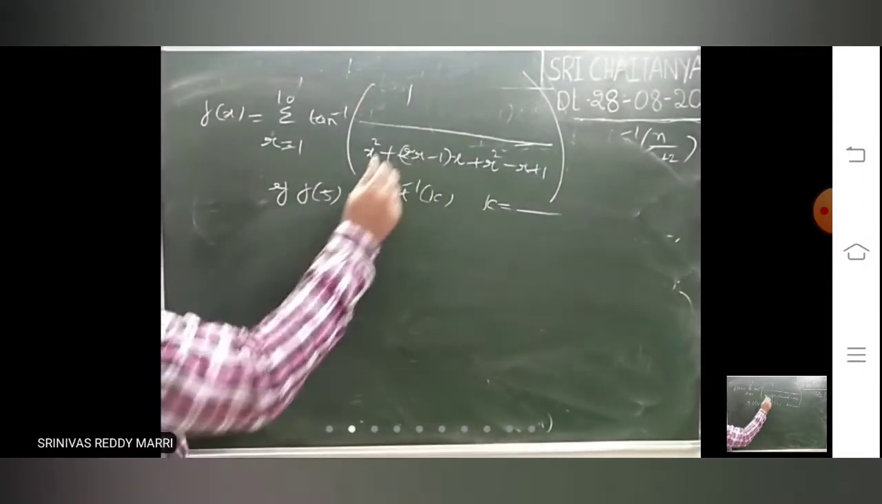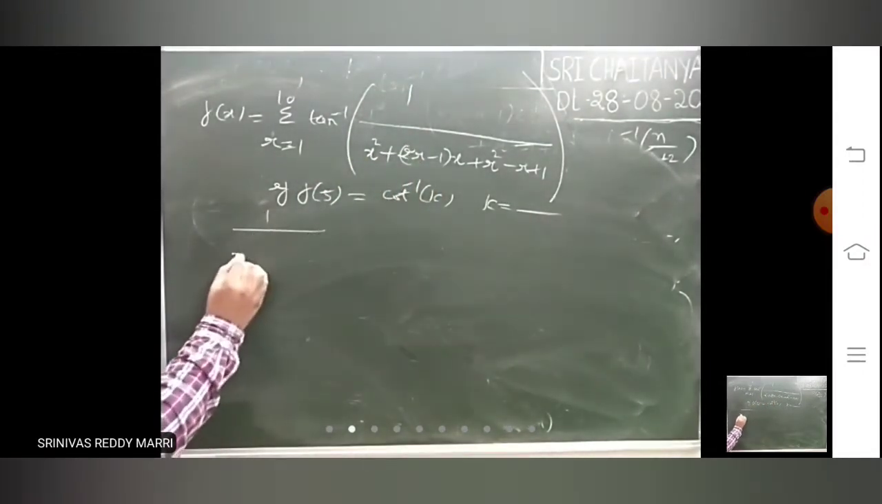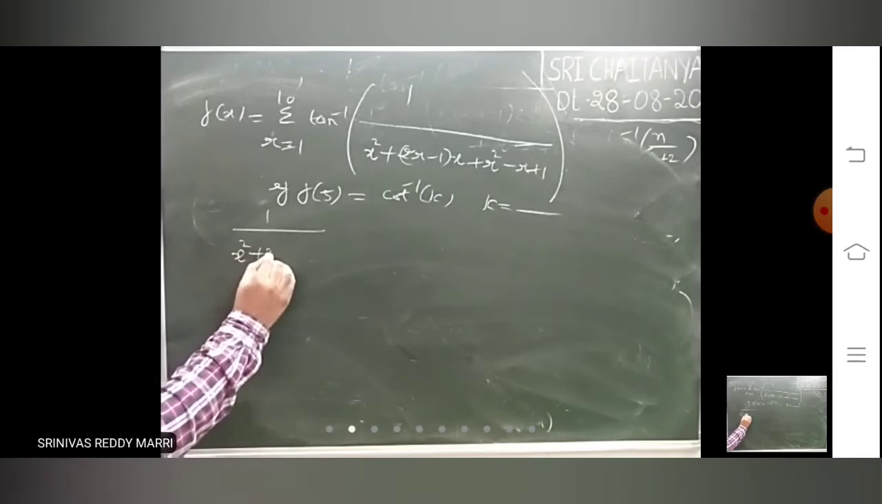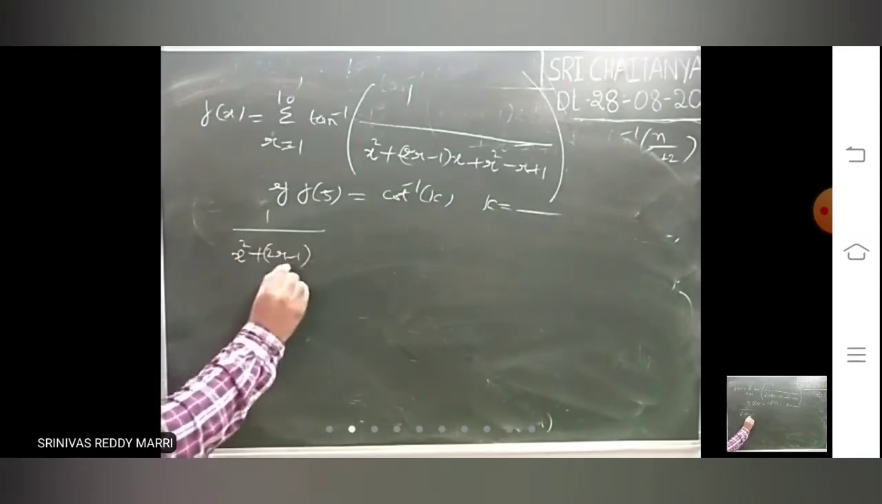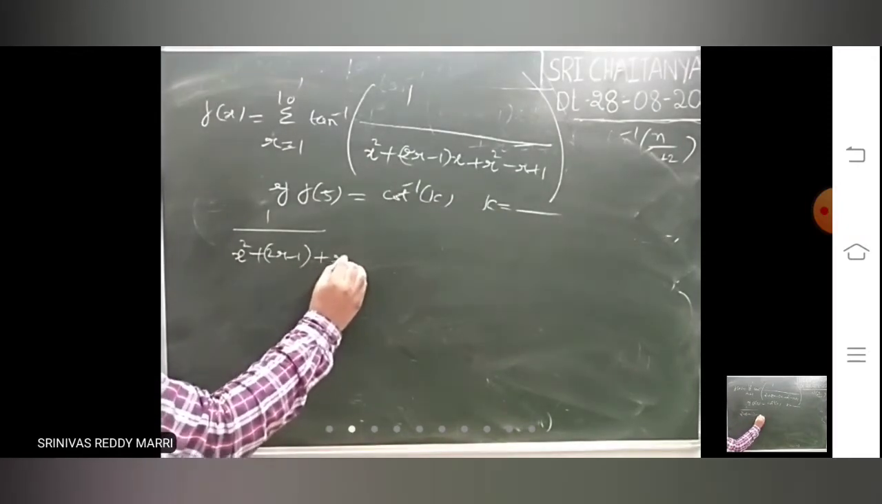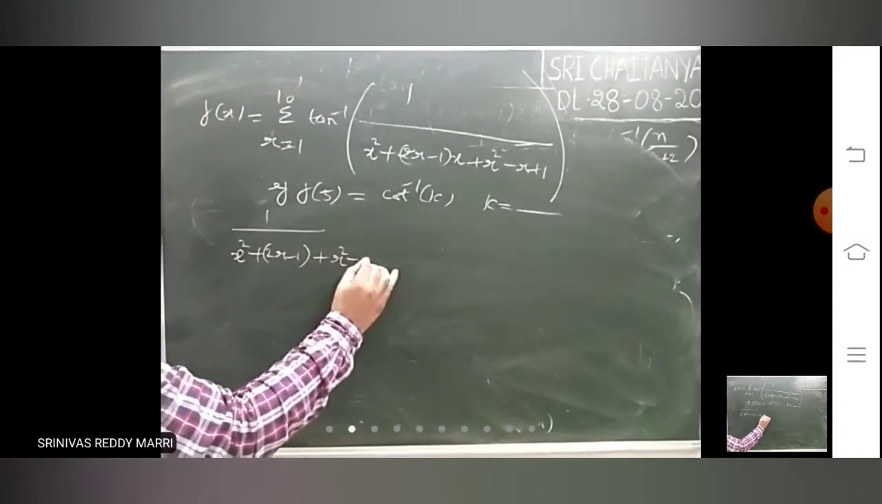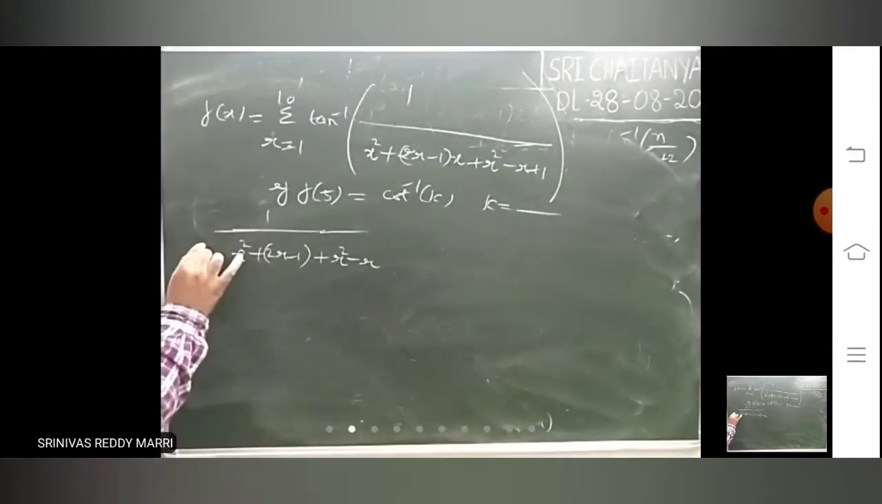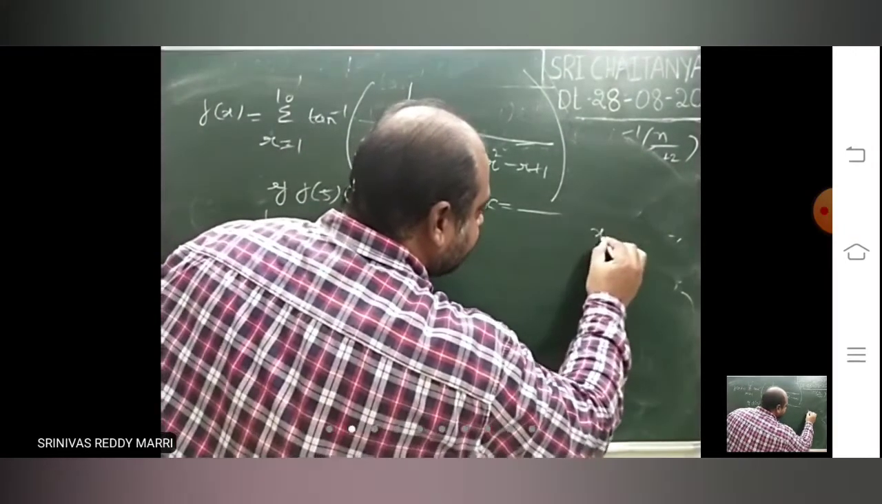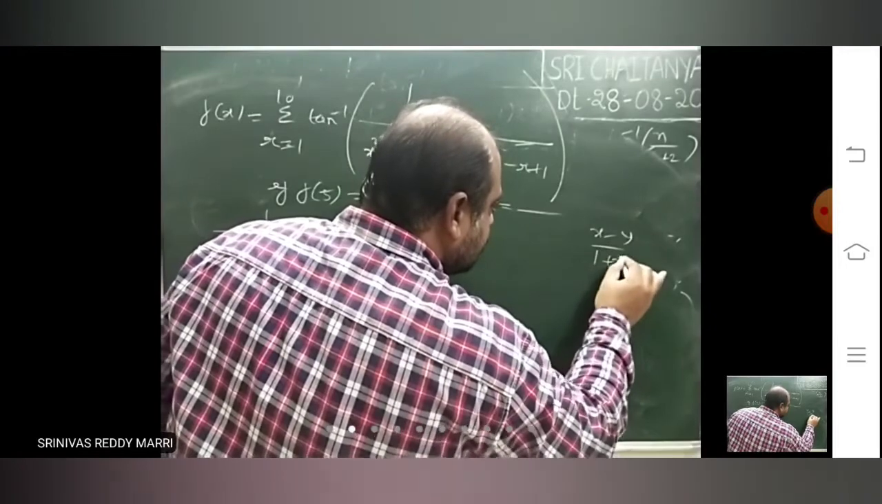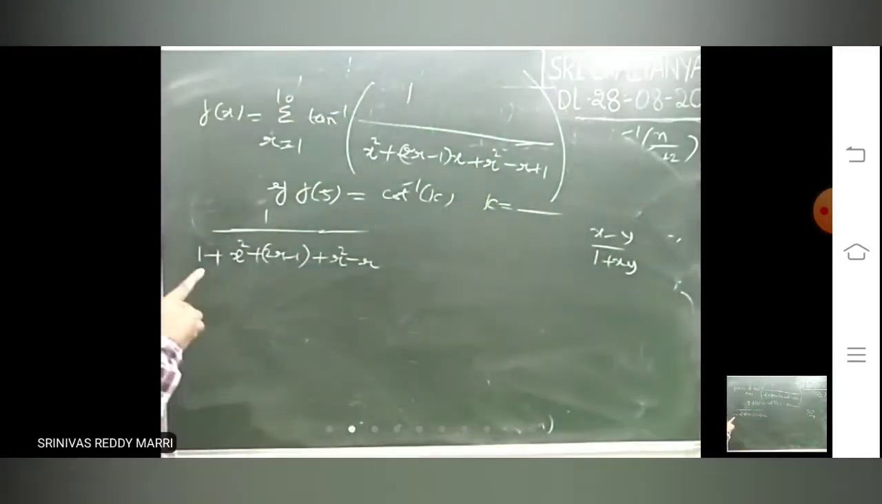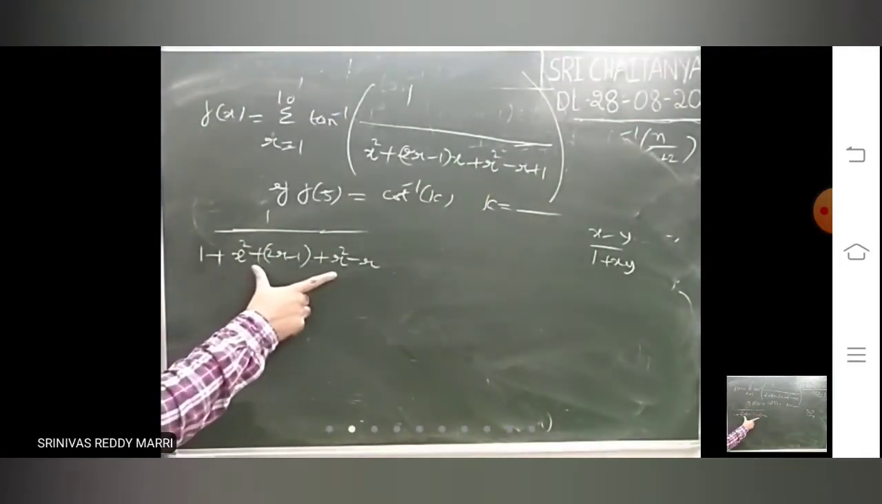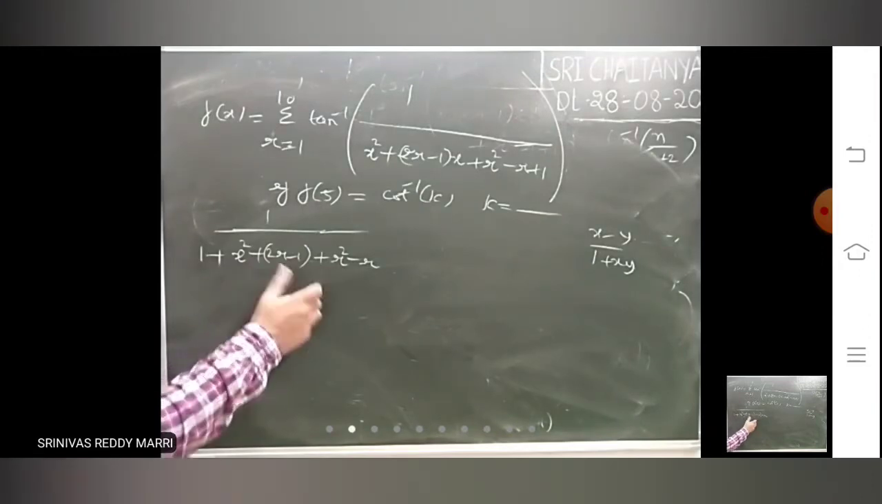My target is, first, converting 1 by 1 plus x square. The 1 is already here. Now you have to write this as a product of two terms. Right? Product of two terms.